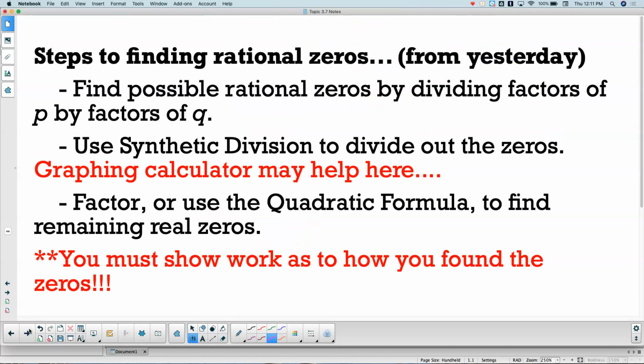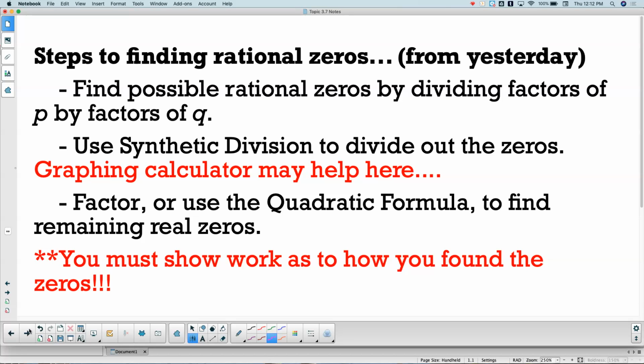So, yesterday, we wrote these all down. We first find the possible rational zeros by dividing factors of p by factors of q. Take all the factors of the constant divided by all the factors of the lead coefficient. That gives us our total possible list. Then we're going to use synthetic division to try and find one of those zeros, or two of those zeros, or however many of those zeros. The shortcut that I was leading to yesterday is right here in red. We can use a graphing utility, and we can simplify that.